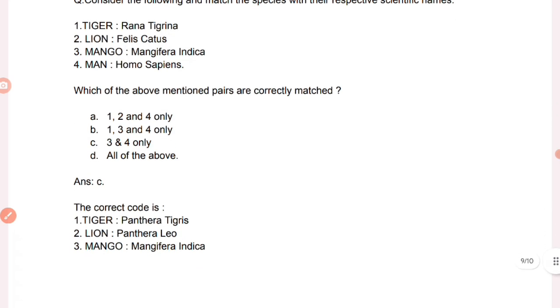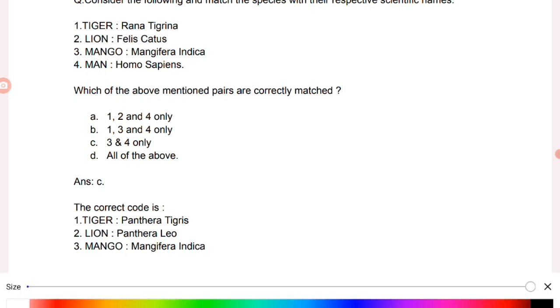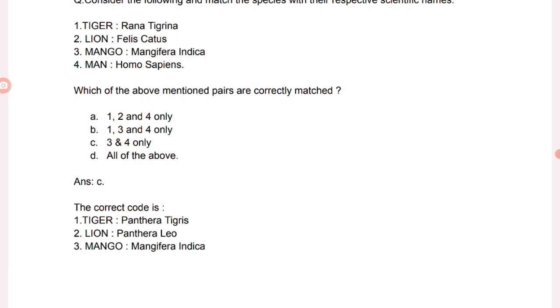Now consider the following and match the species with the respective scientific names. So what is tiger? Tiger is Panthera tigris. Okay? This is Panthera tigris. Now what is lion? Panthera leo. Mango, Mangifera indica, and man, Homo sapiens. So only these two are correct here.